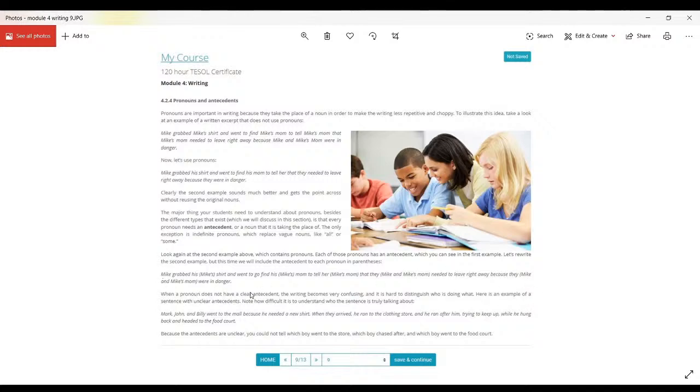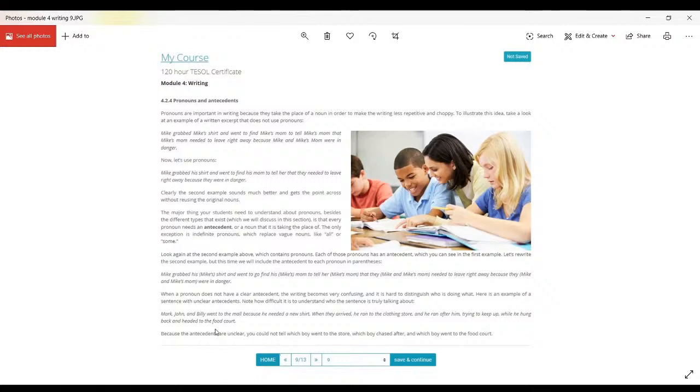Okay, so when a pronoun does not have a clear antecedent, the writing becomes very confusing, and it is hard to distinguish who is doing what. Here is an example of a sentence with unclear antecedents. Note how difficult it is to understand who the sentence is truly talking about.